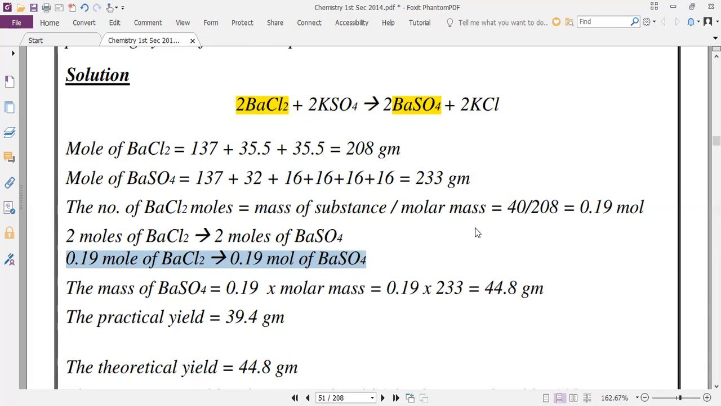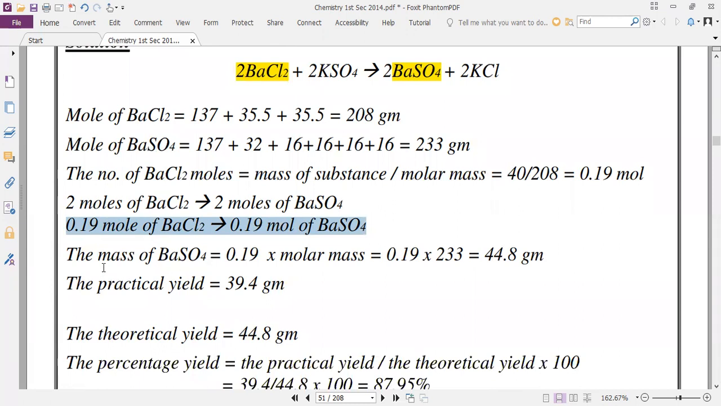Okay, so now we are going to get the mass of barium sulfate, because we must calculate it. Mass of barium sulfate equals number of moles times molar mass. From the first rule, number of moles equals mass of substance divided by molar mass, right?